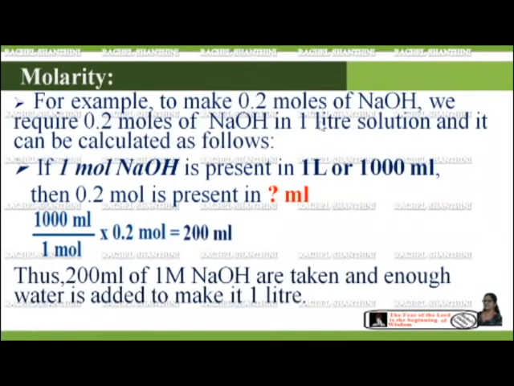For example, if we want to make 0.2 molar NaOH, we have to take 0.2 moles of NaOH and make it up to 1 liter. For that calculation, we need to know how much volume of concentrated 1 molar NaOH should be taken and made up to 1 liter. If 1 mole of NaOH is present in 1000 ml, then 0.2 mole is present in how much? For that calculation, we need to cross multiply. So 1000 ml into 0.2 mole divided by 1 mole, which gives 200 ml. Thus, 200 ml of 1 molar NaOH is taken and enough water is added to make it 1 liter.